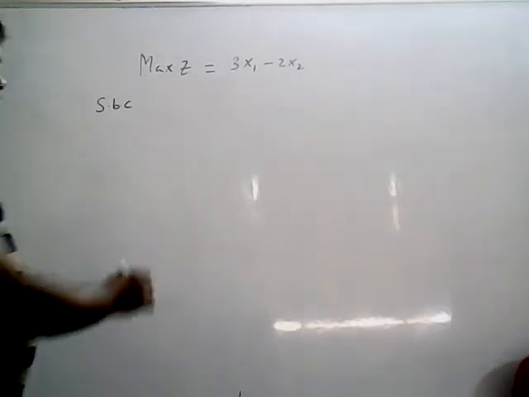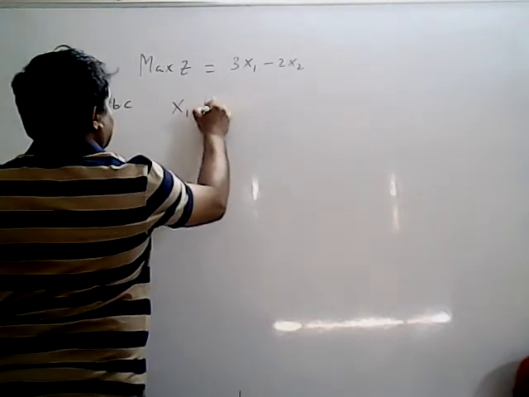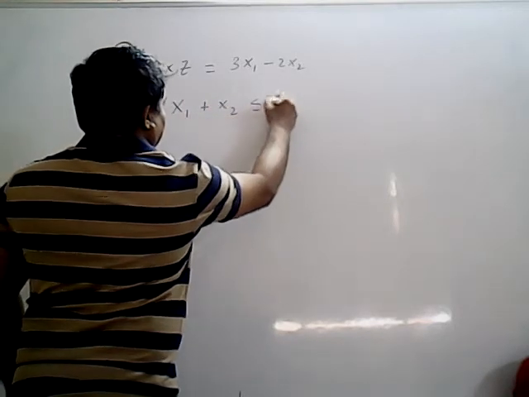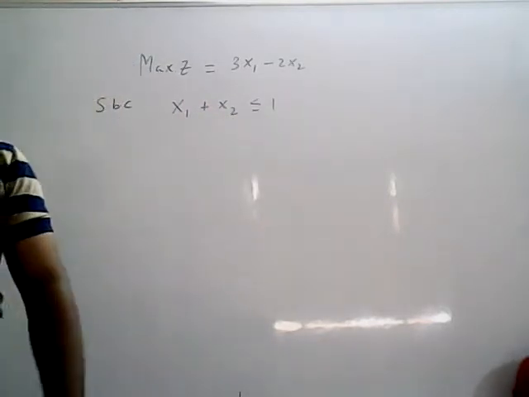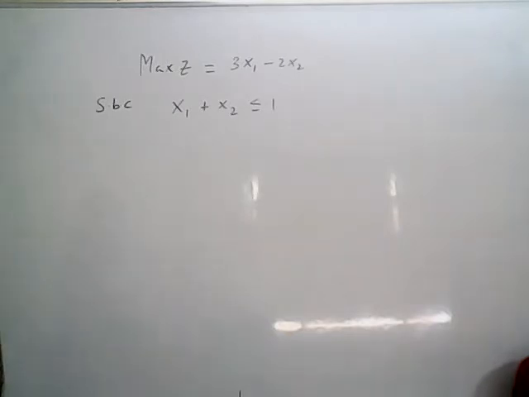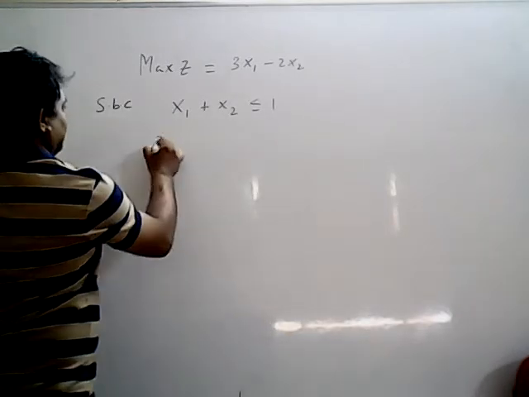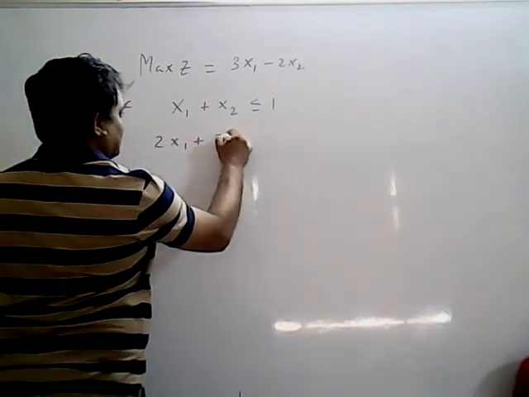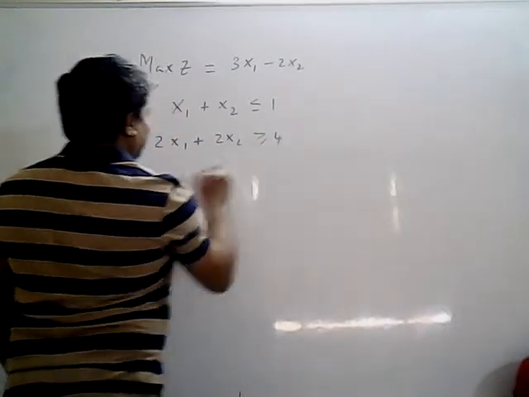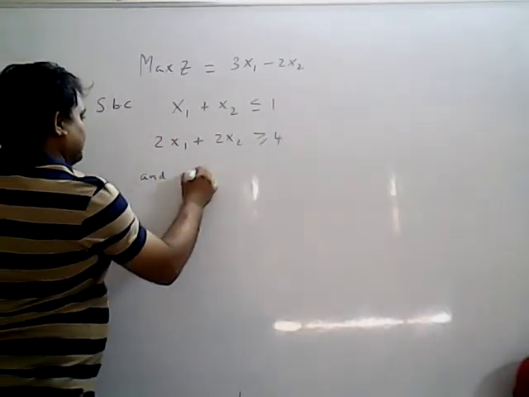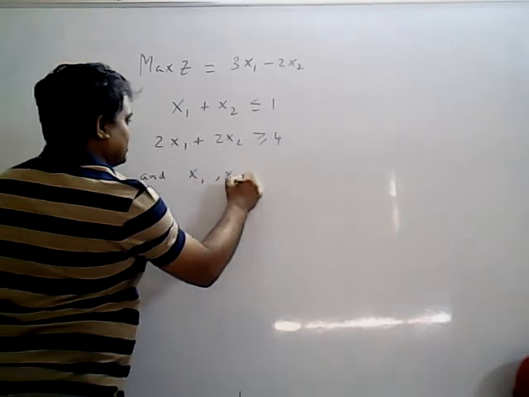Write down the first constraint: x1 plus x2 less than or equal to 1. Second constraint: 2x1 plus 2x2 greater than or equal to 4. And x1, x2 greater than or equal to 0.